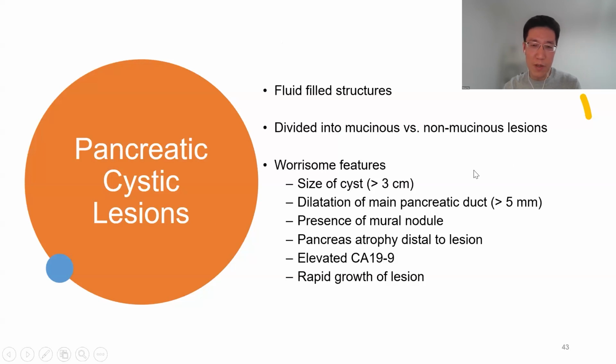If you see this, what we call the worrisome features, or things that we worry about on a scan, is the size, bigger than 3 centimeters, and if it's affecting the main pancreatic duct, which is bigger than 5 millimeters, or a mural nodule, which is a solid component of the cyst. And if you start worrying about the pancreas distal to the lesion, then we start thinking about cancers or other sinister lesions. I mentioned CA19-9, but as everyone knows, CA19-9 is not secreted in all patients. The patients have to have a certain antigen to be able to secrete CA19-9, so a normal CA19-9 can be falsely reassuring, and obviously rapid growth of a lesion.